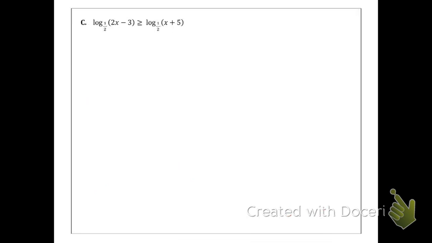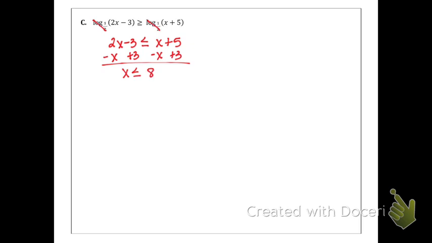All right, C. This time we have a log with a log on the other side. And so we're able to just go ahead and ignore the logs, but look at your base. This time your base is between 0 and 1. So remember, that means your inequality sign is going to switch, okay? So we have that 2x minus 3 is going to be less than or equal to the x plus 5. And so then we can just solve. And so we get x is less than or equal to 8.